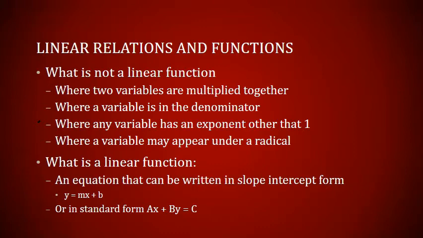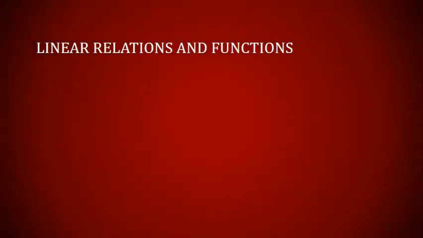If an equation is written in that form, then we know that it is a linear function or equation. So we've got certain rules that will tell us what disqualifies it as a linear function: two variables multiplied together, a variable in the denominator, any variable with an exponent other than 1, or a variable appearing under a radical. Okay, well, let's take a look at some examples.